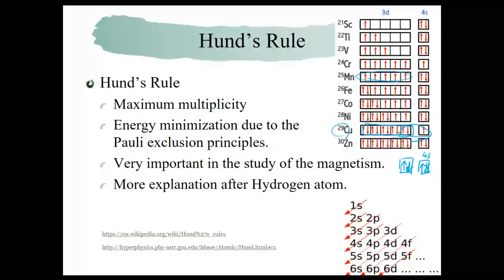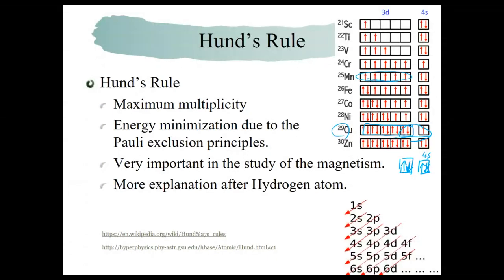Actually, that explanation requires a lot of mathematical calculations, but empirically it is not so difficult to understand. Filling all of these subshells lowers the system energy. Okay.